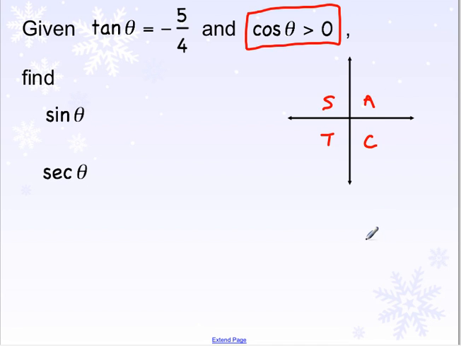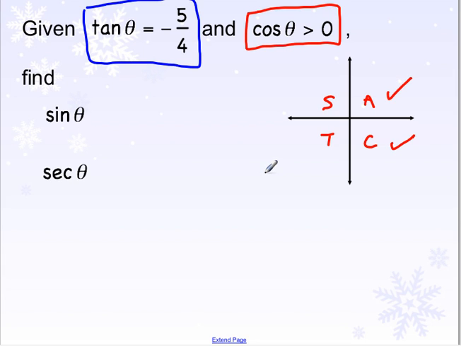What quadrants is cosine positive? Well, cosine is positive in quadrant 1 and cosine is positive in quadrant 4. Okay, well, then take a look at this. Tangent is negative. It's a negative 5/4. Where is tangent negative?